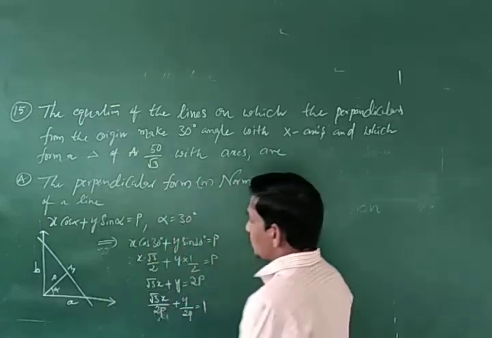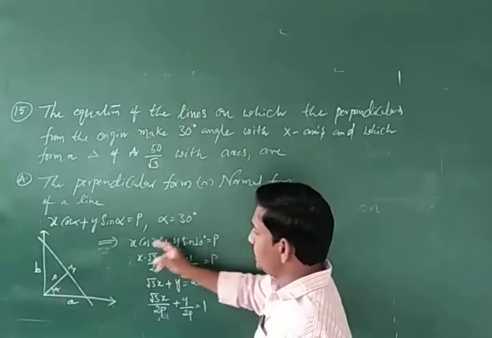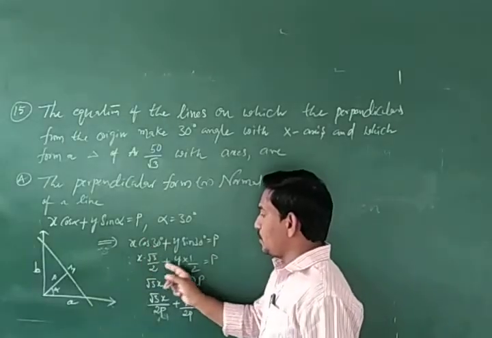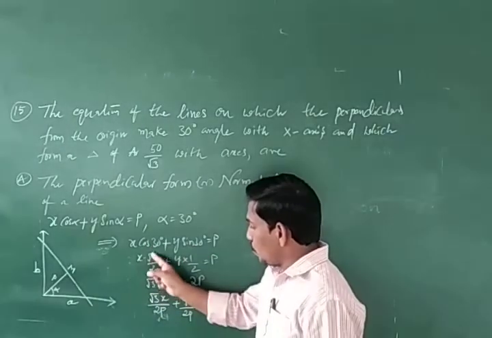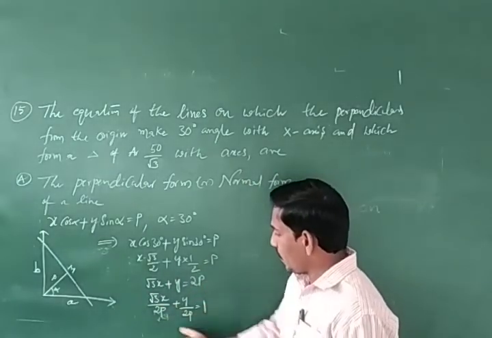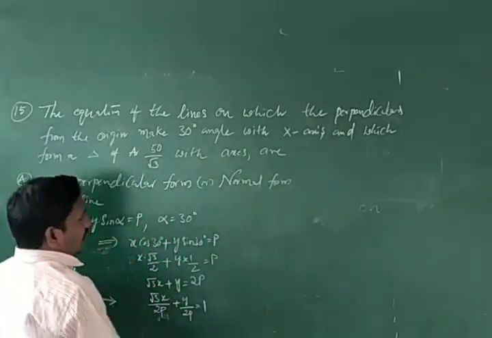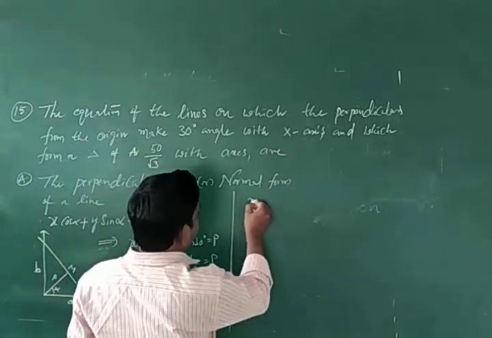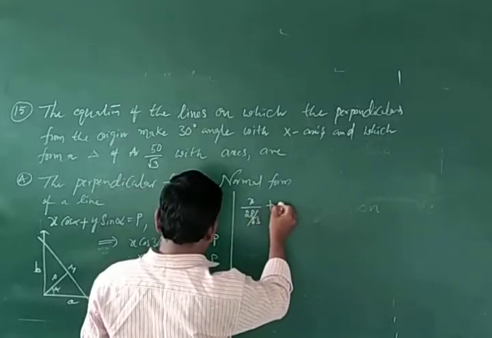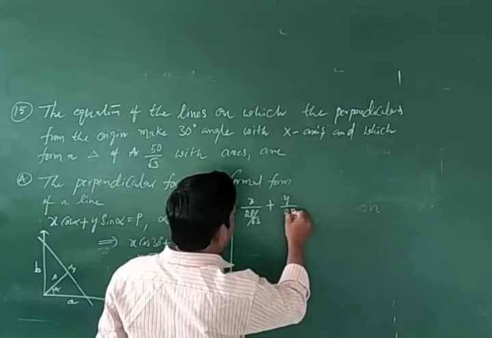This is by the transposition: x cos alpha plus y sin alpha equal to p, then alpha equal to 30 degrees, x cos 30 degrees plus y sin 30 degrees equal to p. You know that cos 30 is root 3 by 2 and sin 30 is 1 by 2. So root 3x plus y, by the LCM it becomes 2p. So again x by a plus y by b equal to 1. Again x by 2p by root 3 plus y by 2p equal to 1.